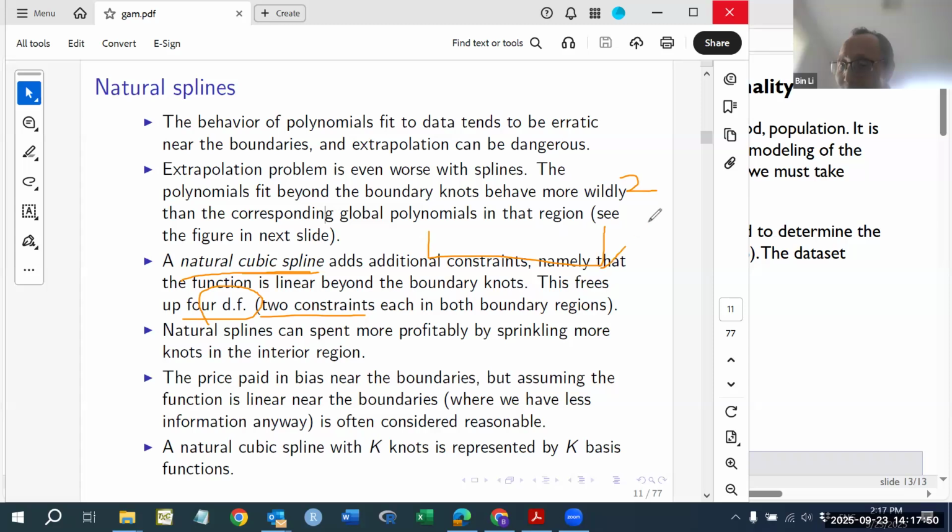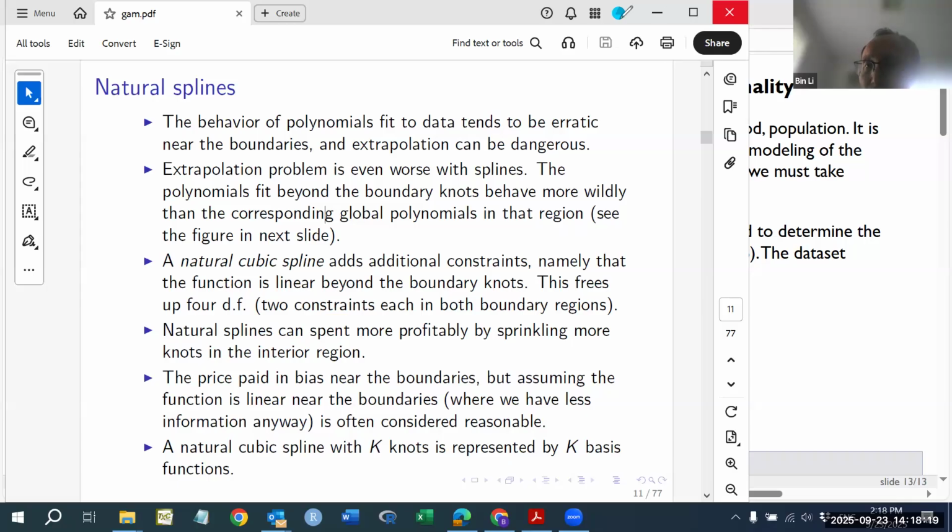But that's just from the upper limit. Also, we saved 2 from the lower limit. Is that right? So we have 2 and 2. So we actually saved 4 degrees of freedom. Okay, so the natural spline can spend them more profitably by sprinkling more knots in the interior regions if we use the same degrees of freedom as B splines.